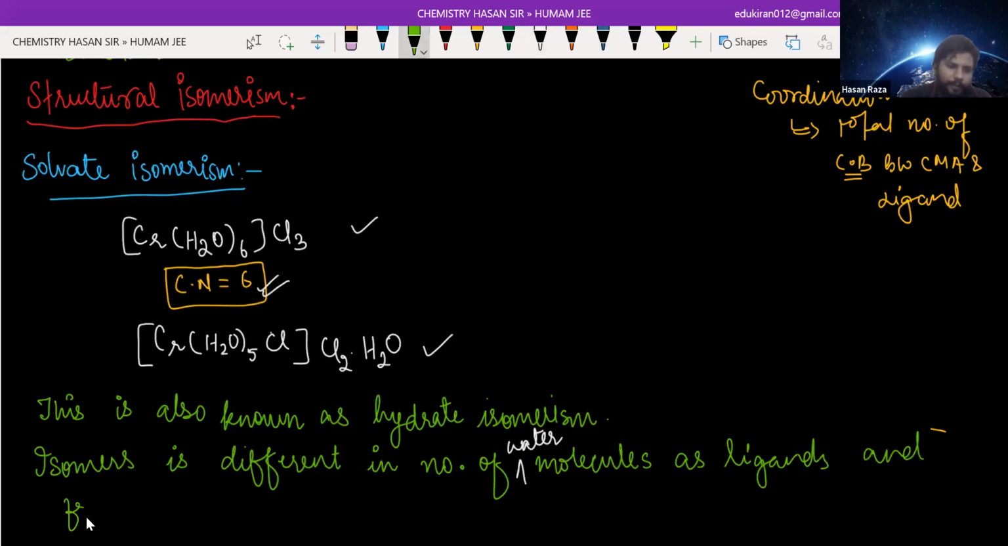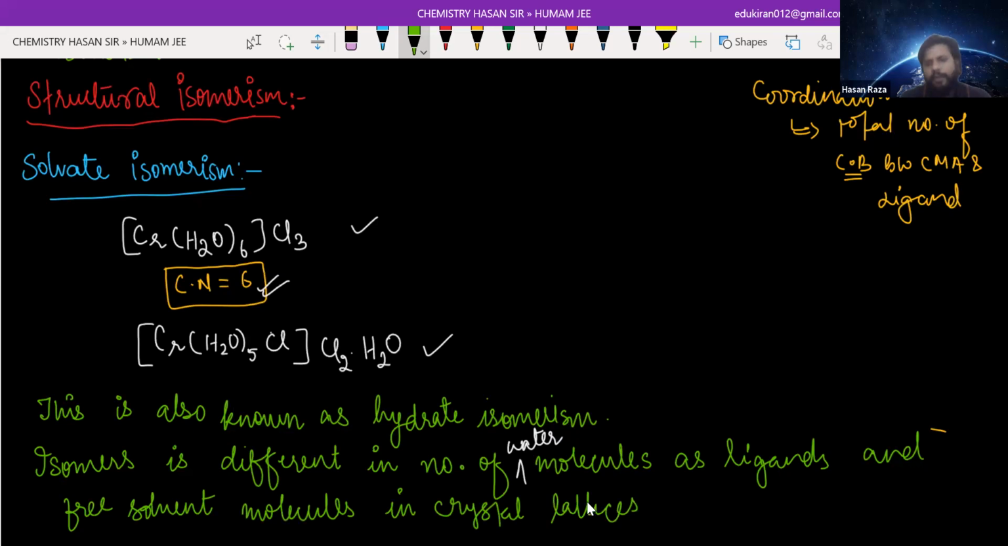And free solvent molecules in the crystal lattice. So basically, the number of water molecules will be different. So how is it? There will be exchange between these two. Simple.